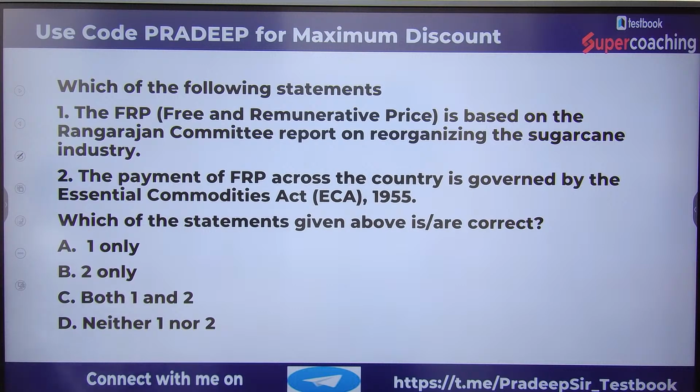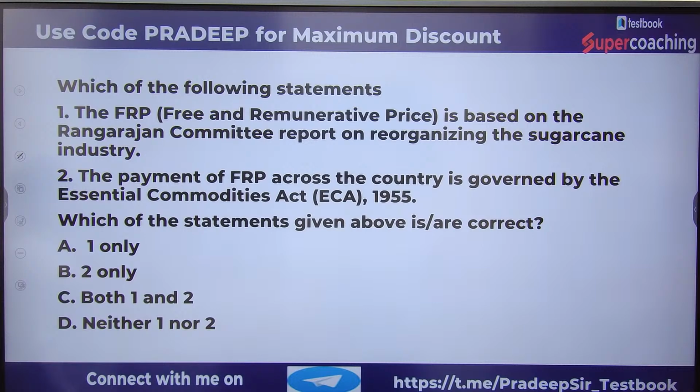Next question. Let me read it. Which of the following statements: the very first statement is, the fair and remunerative price. This is not free, this is fair. It's based on the Rangarajan committee report on reorganizing the sugarcane. And the second statement is, the payment of fair and remunerative price across the country is governed by the Essential Commodity Act 1955. Which of the statements given above is or are correct? Sokat, right answer.